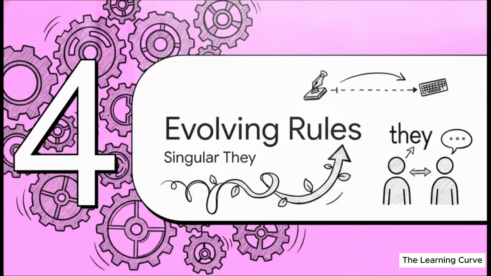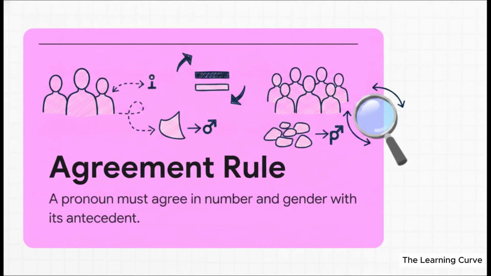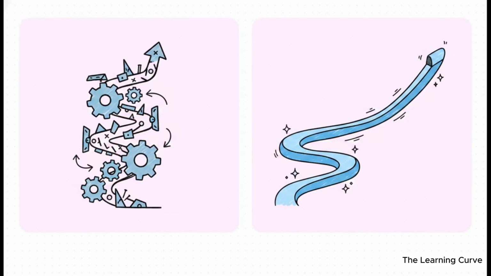Section 4, evolving rules and the singular they. Right. So before we talk about how language is evolving, we need to know the baseline. The foundational rule of agreement states that your pronoun has to perfectly match the noun it replaces in both number and gender. Singular noun means singular pronoun. Plural noun means plural pronoun. Pretty straightforward, right? But here's the catch. What do you do when the gender of a singular noun is completely unknown?